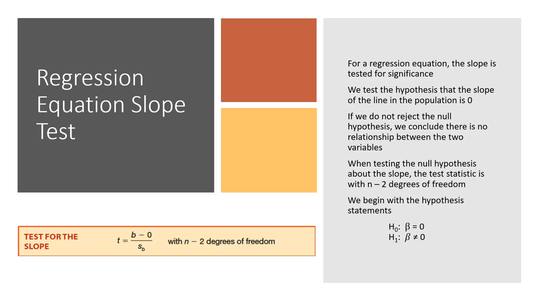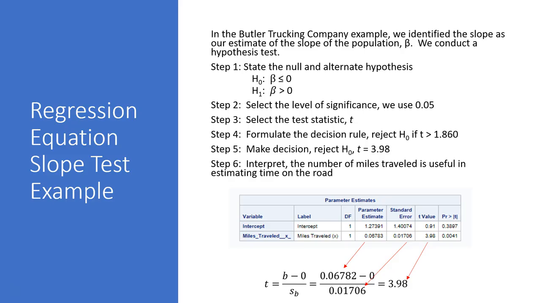Here we're going to use beta to represent that population slope. So if you look at the formula, you see it's basically a t-test. We're looking at our sample value b minus 0, because we're comparing it to whether or not it's 0, divided by our standard error of b. And so the big difference here that we're looking at in terms of a t-test is instead of using n minus 1 degrees of freedom, we are using n minus 2 degrees of freedom. So let's go to our Butler trucking example and work it all out.